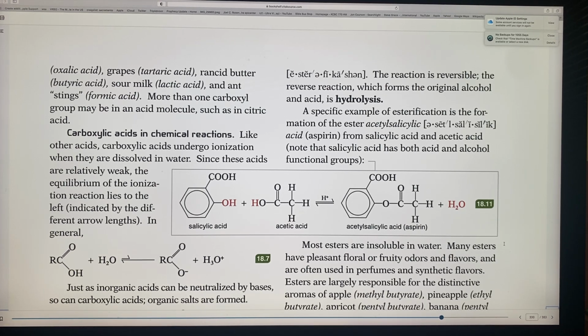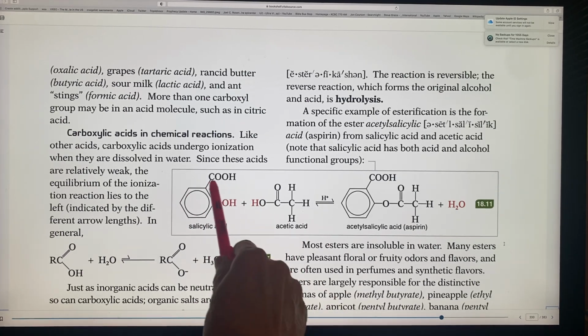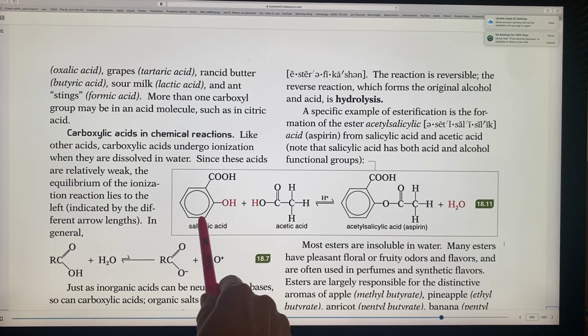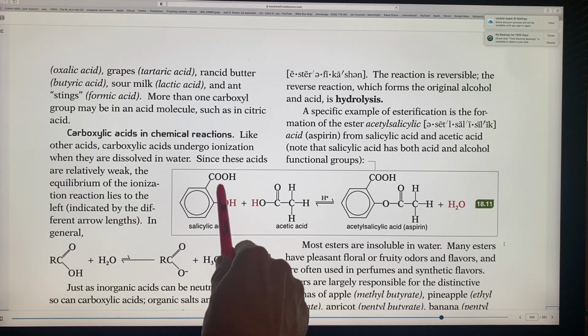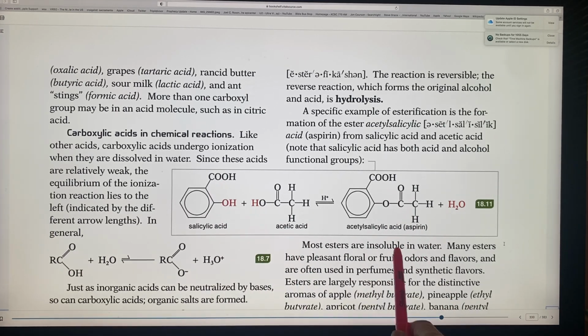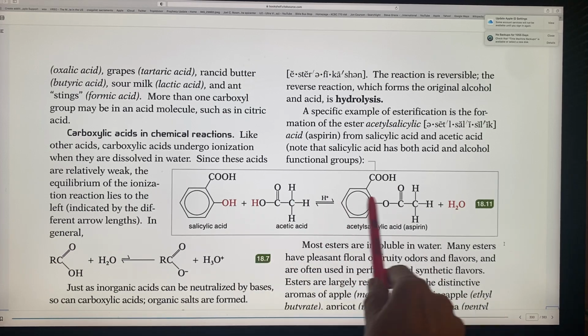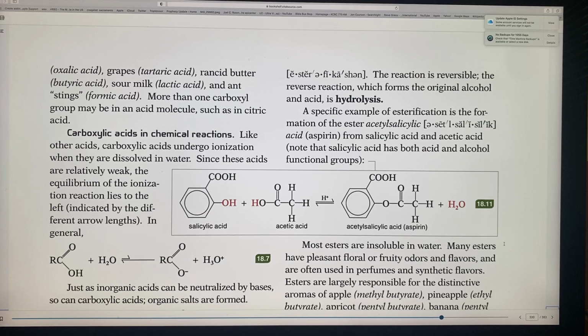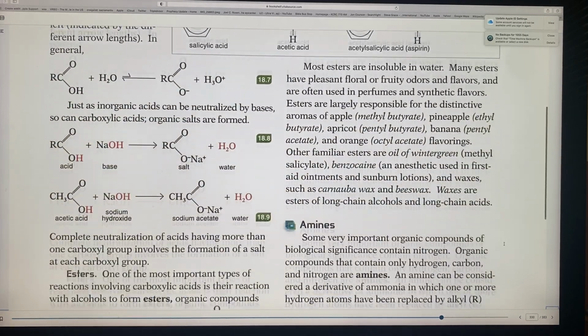A specific esterification is the formation of the ester aspirin from salicylic acid and acetic acid. So we have salicylic acid here, and of course we have this group here that looks like benzene almost, and we combine with acetic acid, and so now we have aspirin. This is how you produce aspirin, by combining these two into this big group here. So I just wanted to show you how to make aspirin, I guess.